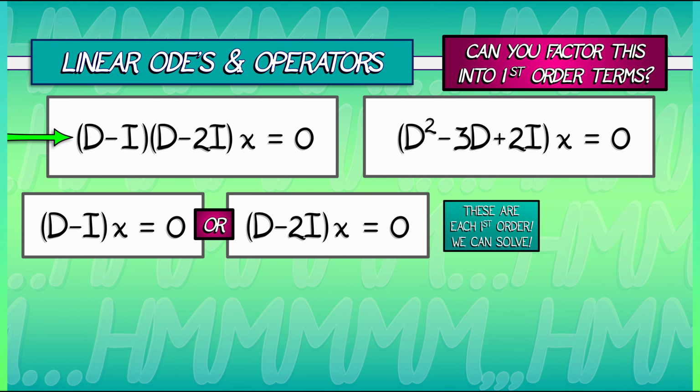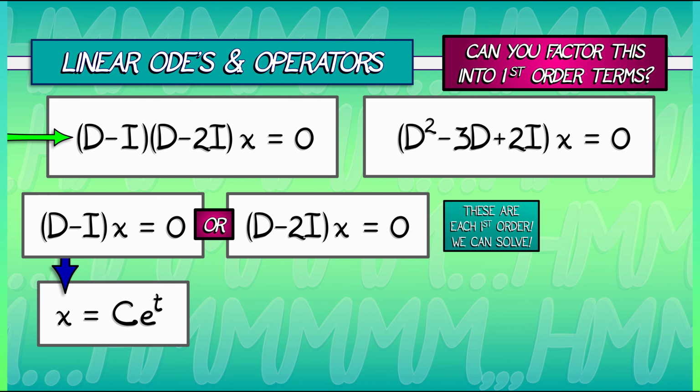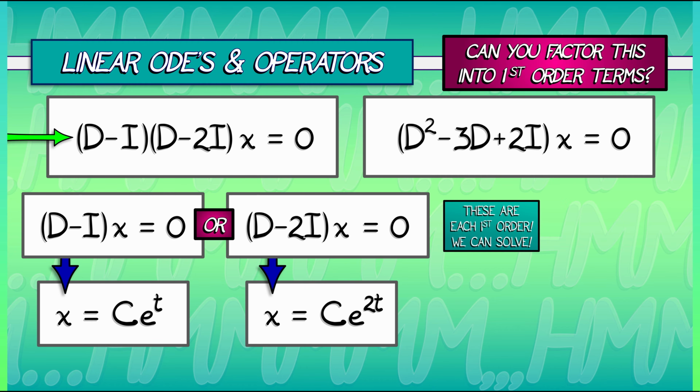If I take D minus I, apply that to x, get 0, what does that mean? That corresponds to the first-order linear differential equation dx/dt equals x. And we know how to solve that. Its solution x of t is some constant times e to the t. If I solve the second one, if I say, oh, no, it's really D minus 2I applied to x equals 0, then the solution to that is going to be what? That's going to be some constant times e to the 2t. Why is that? That's because this first-order differential equation corresponds to dx/dt equals 2x, and we know how to solve that.